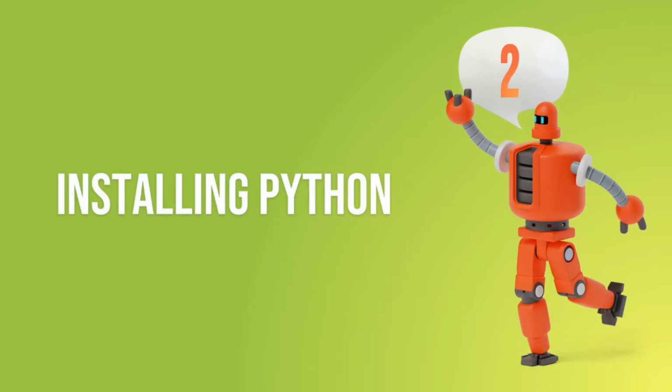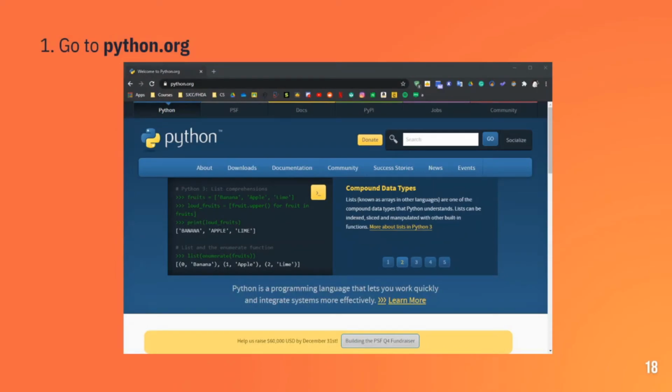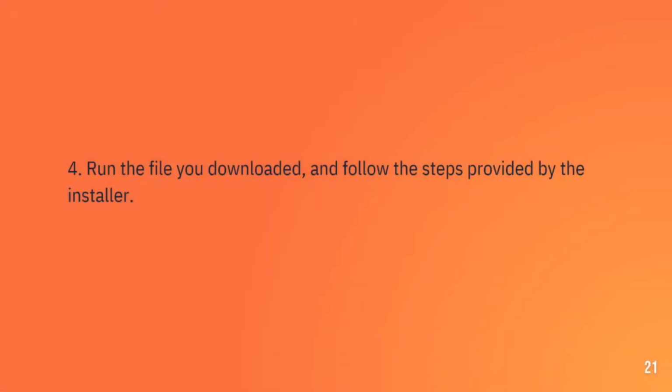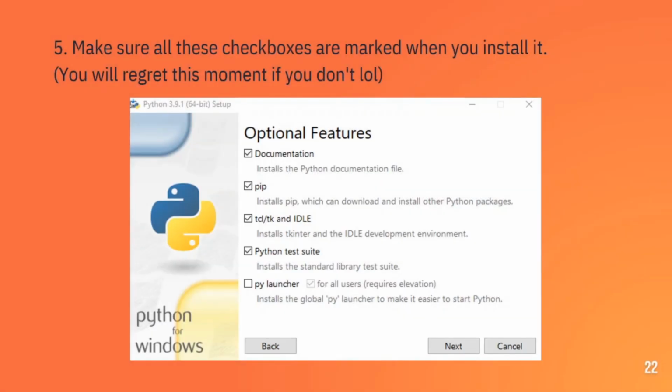Since we learned how cool Python is, let's install it from python.org. First, go to python.org. Then, click Downloads. Click Download Python 3.9.1 only if you have Windows. For other OS, use the link buttons below that button and choose the latest version available. Then you can run the file you downloaded and follow the steps provided by the installer. And please make sure all these checkboxes are marked when you install it.